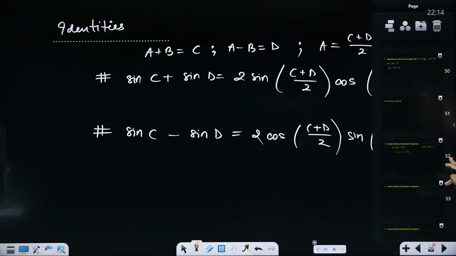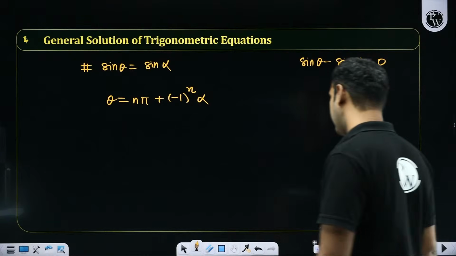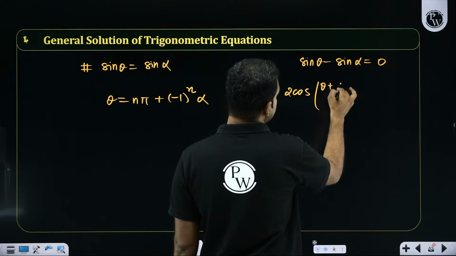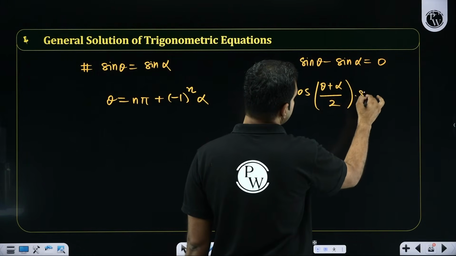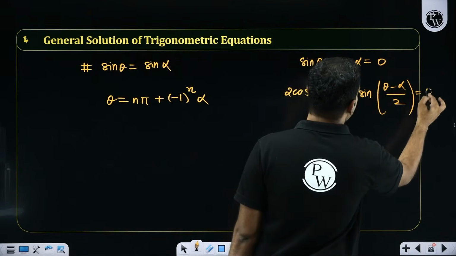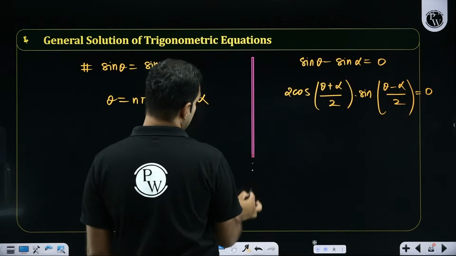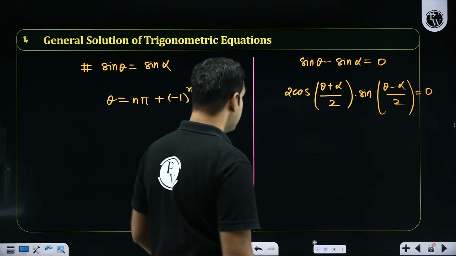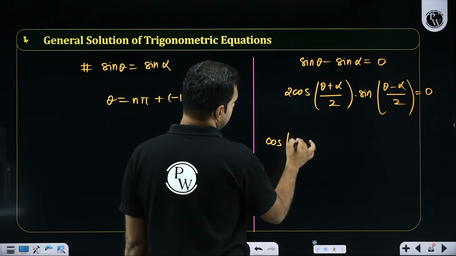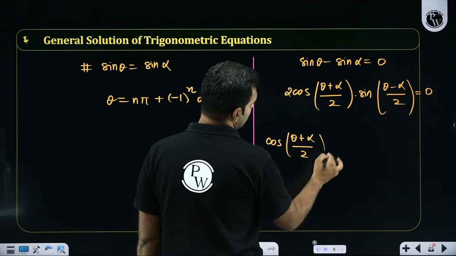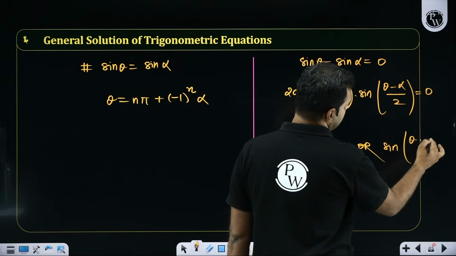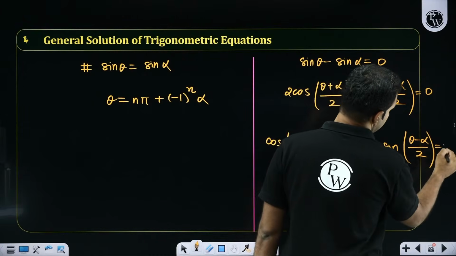If I use that result here, sine c minus sine d will be 2 cos (c plus d) by 2 into sine (c minus d) by 2. Now this product is 0. So if this product is 0, either this will be 0 or this will be 0. So either cos (theta plus alpha) by 2 is 0, or sine (theta minus alpha) by 2 is 0. Now can you help me with this?